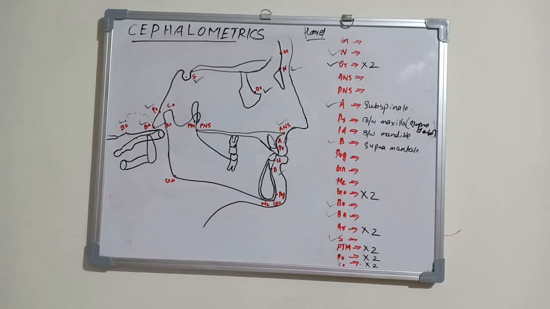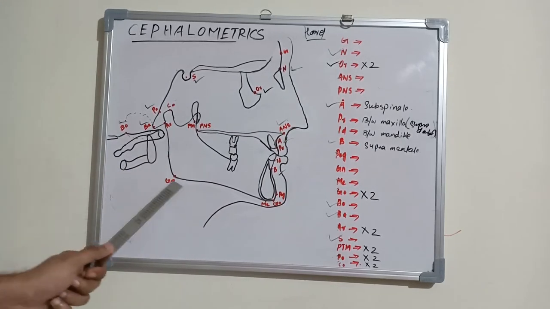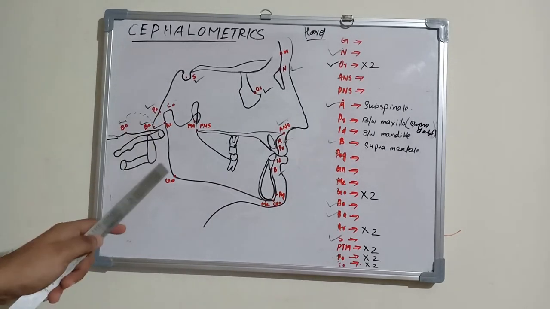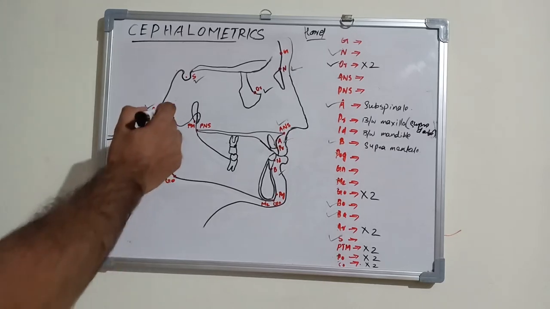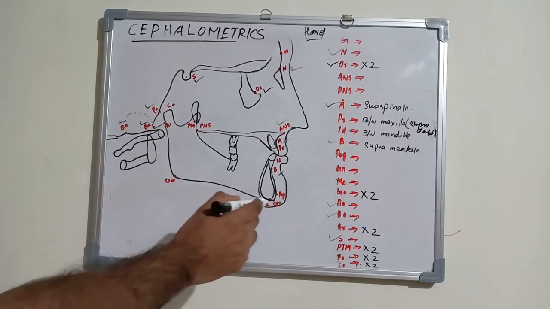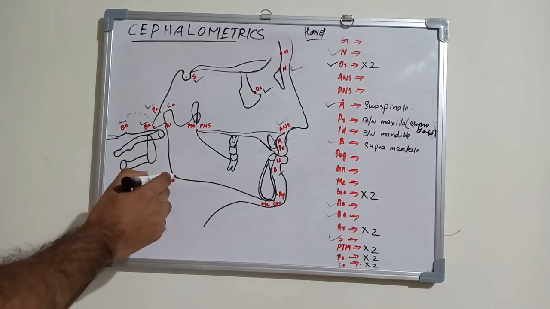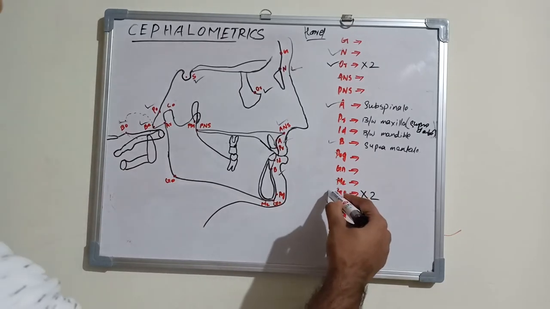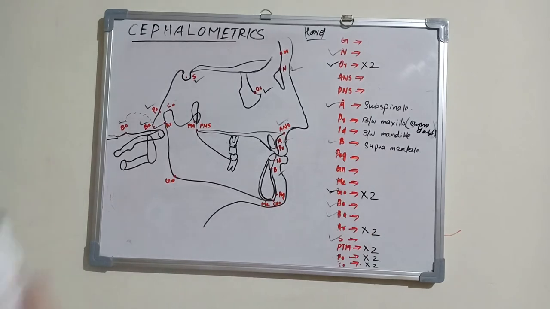And next is gonion. So we know gonion is here. It is a constructed point, not an anatomical point. It is a constructed point at the junction of the ramal plane and the mandibular plane. So we have the ramal plane here, and where the mandibular plane joins it, that is gonion. Gonion will be on both the right and left side, so it will be 2.